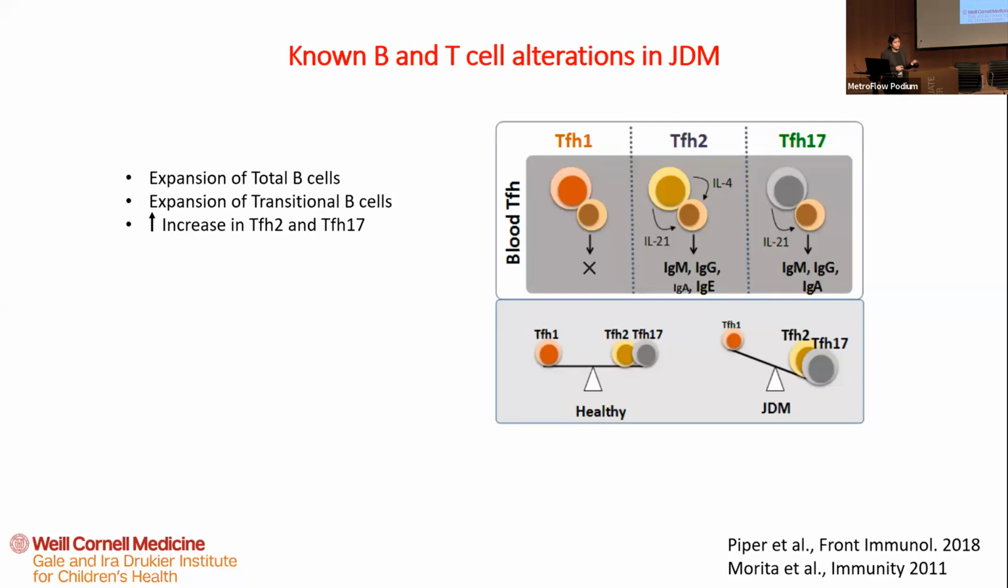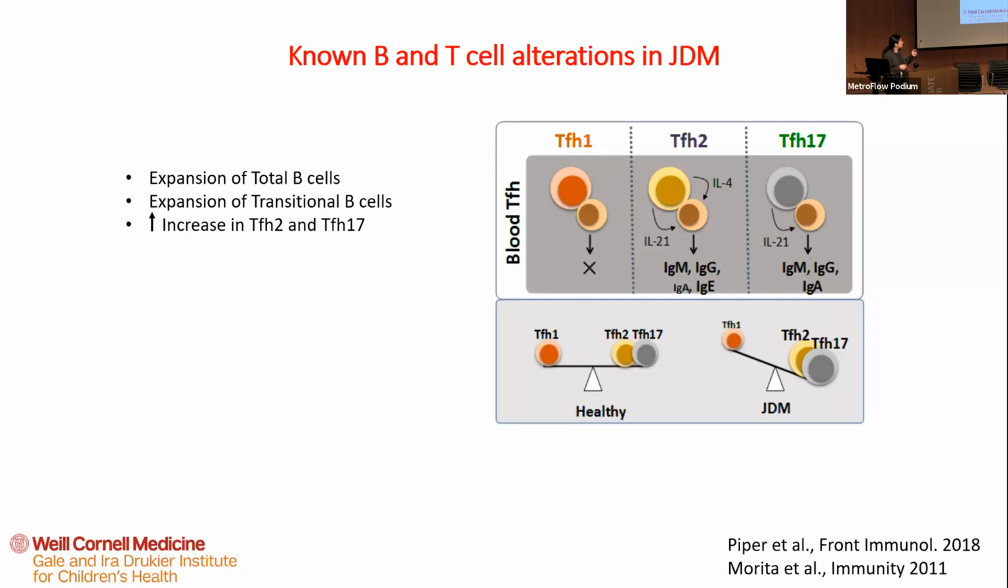There are papers and reports that have shown that total B cells have expanded in JDM patients, and there is also expansion of what we call the transitional B cells. And in this setting, they've also found that TLR7 induction, TLR7 signaling in the transitional B cell led to a more pro-inflammatory phenotype. And there is another study that showed that there are T follicular helper 2 and 17 cells. So the conventional TH17 and TH2 cells that we see in the periphery.